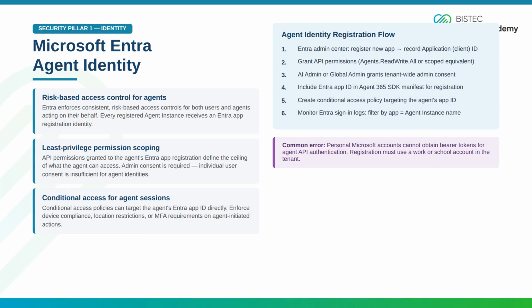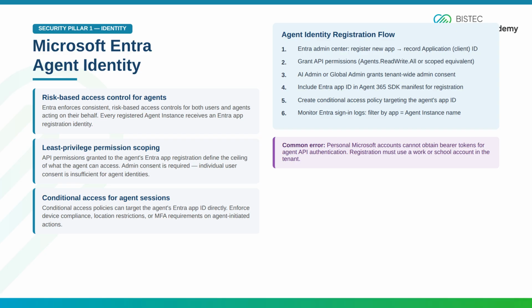The first of the 3 security pillars is identity, delivered through Microsoft Entra. Entra enforces risk-based access controls for both human users and agents acting on their behalf. When you register an agent instance using the Agent 365 SDK, that agent receives an Entra app registration, a verifiable identity in your tenant. From that point, the agent's authentication behavior is governed by the same Entra policies that govern your user identities.